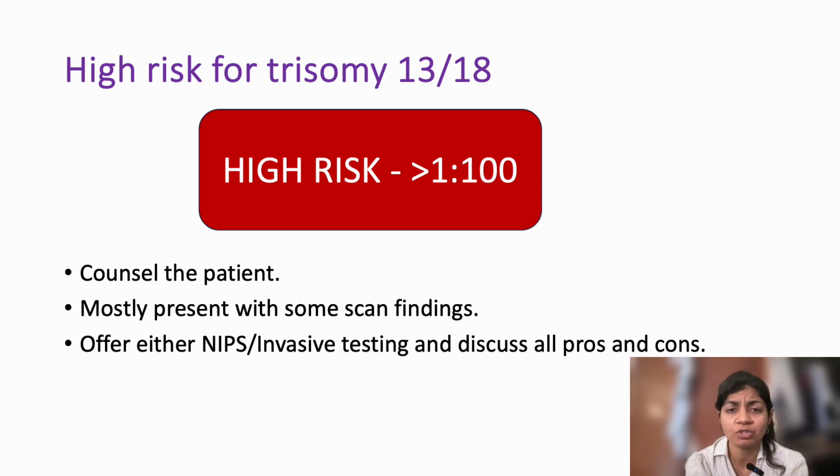So, they will always show their features on scan findings, like in trisomy 18 there could be choroid plexus cyst, clenched hands, bilateral CTEV, some cardiac anomalies. In trisomy 13 there could be associated holoprosencephaly. So, they will definitely show some of the features on scan findings, and again you can counsel the patient for confirmation. Depending on level 2 findings, they can either opt for NIPS or invasive testing after discussing all the pros and cons.